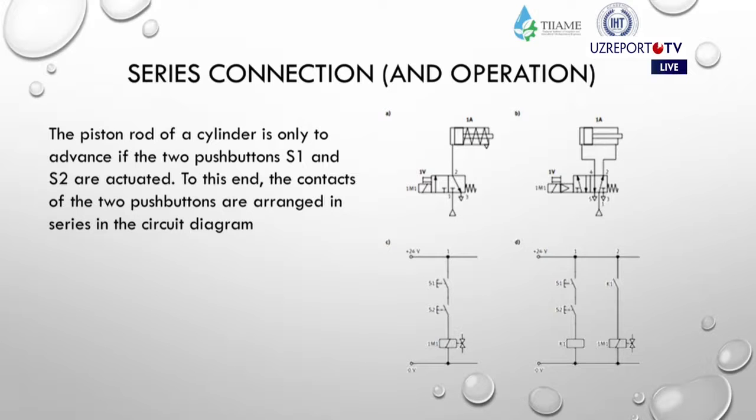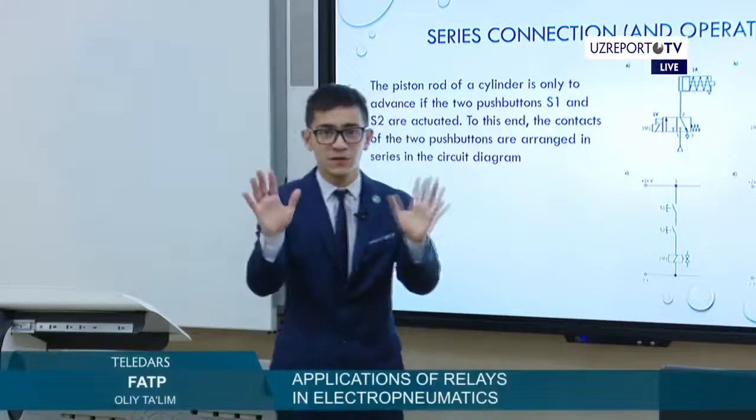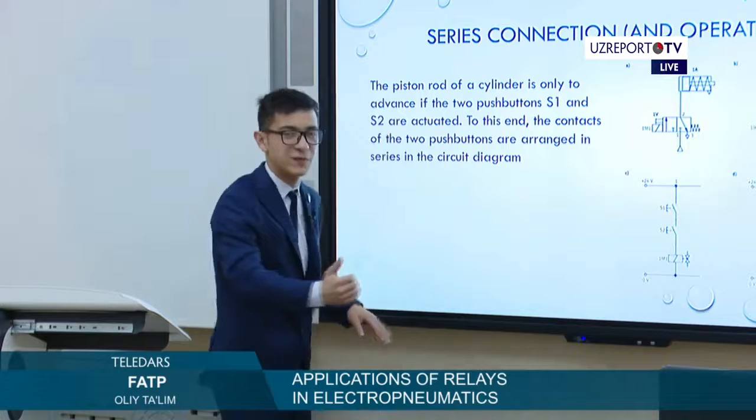Let's imagine that we have in one line a cylinder, push buttons S1 and S2, and when they are activated, the contacts of the two push buttons are arranged in series in the circuit diagram. You must push them at the same time, not just in one combination. If you do it at the same time, the process will start. If you delay for any second, the technology process is over and doesn't start. It just stays in one place.